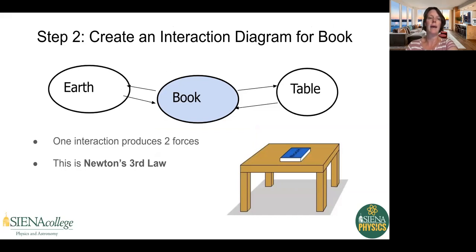And so what do we mean by that? Well, the earth interacting with the book, that's an interaction. So the earth is interacting with the book, but the book is also interacting with the earth. So we have two forces, the force of the earth acting on the book and the force of the book acting on the earth. And we always have these two forces that are produced from every interaction, that's called Newton's third law. And we'll talk about that a little bit more later.